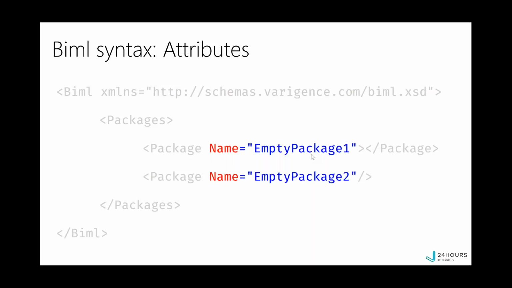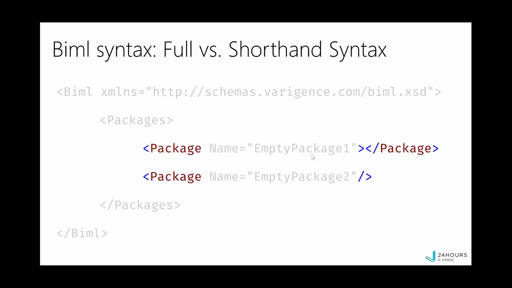And Biml is a default-based language. If you don't need to override any defaults, you don't need to write the code for it. And this keeps your code as simple and compact as possible. Only write the code if you need to change something.